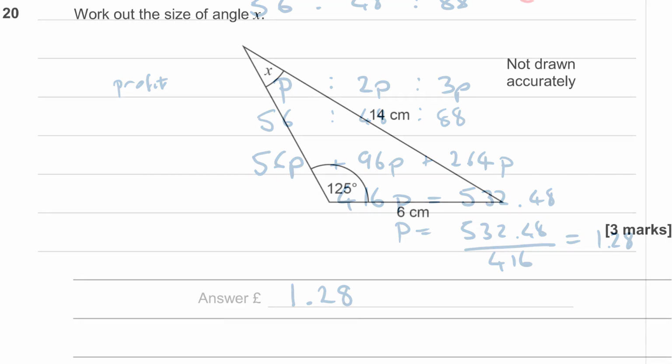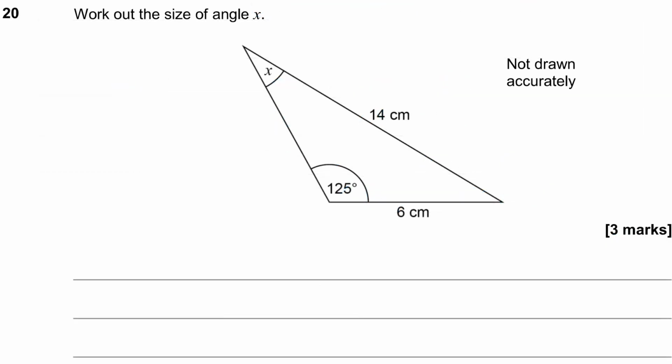Job done. Question 20. Work out the size of angle X. Now I've got a non-right angle triangle here, and I've got angles and sides, so it's going to be trigonometry, but it's not going to be right angle trigonometry, SOHCAHTOA. It's going to be either the sine rule or the cosine rule I'm going to have to use. Now, do you know how to decide between the two?